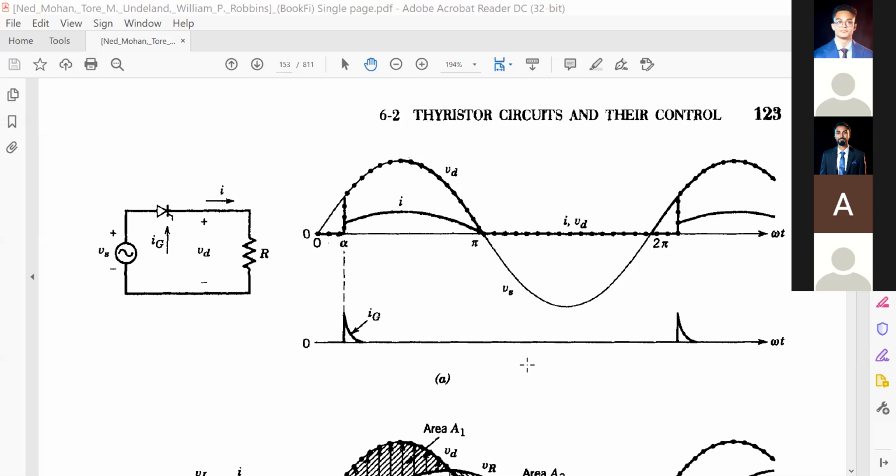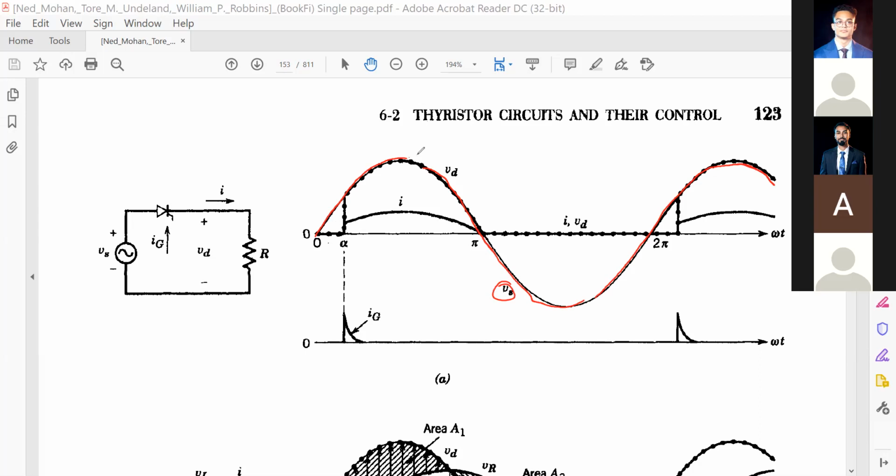So this figure is very clear to you if you look at it. You follow my pen. So this is what? Source. Good. This is your source. Look here, they mentioned that this is the source voltage.